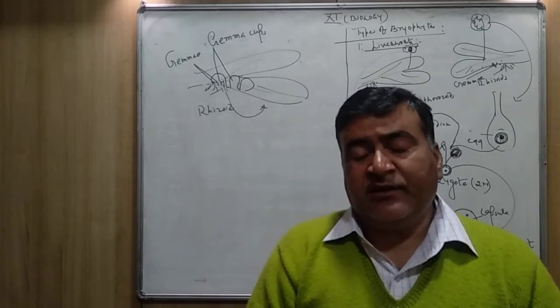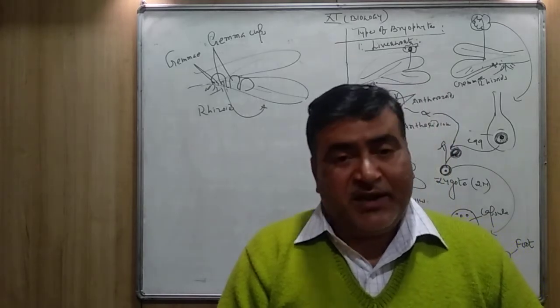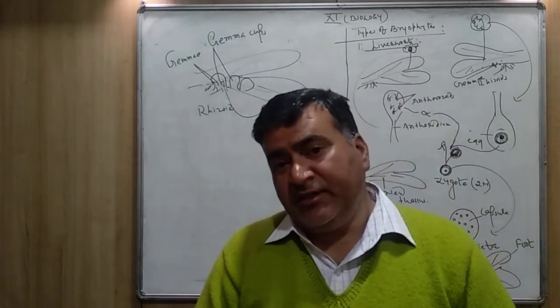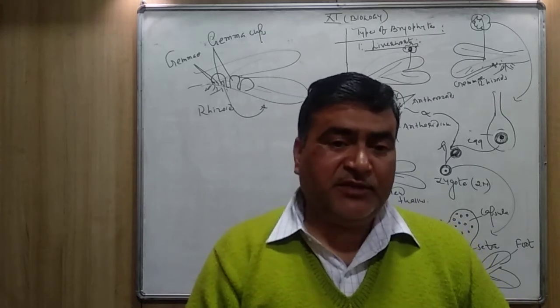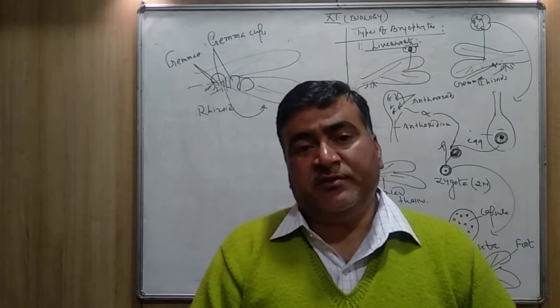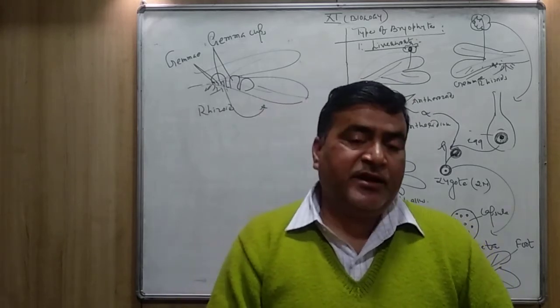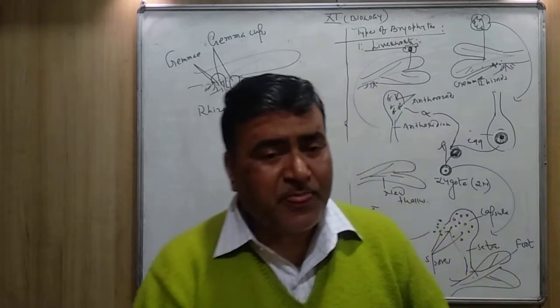Gemma is a green, multicellular structure, and all these gemmae are present in a receptacle, and this is called the gemma cup, and gemma cups are embedded into the thallus.